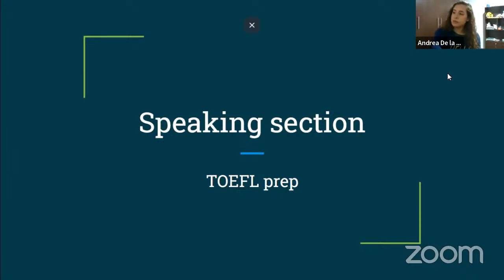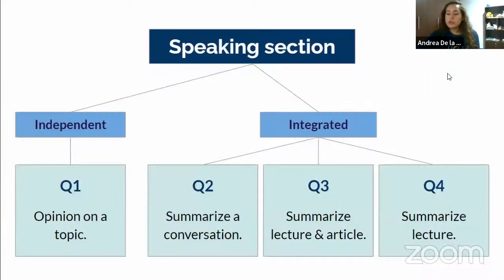But let's take a look. So here's an overview of the speaking section. As you guys can see, we have a total of 4 different questions in the speaking section. We have question 1, question 2, question 3, question 4. We're gonna call them tasks as well. So if I ever say task 1, task 2, task 3, then you know that what I mean is question 1, question 2, question 3.